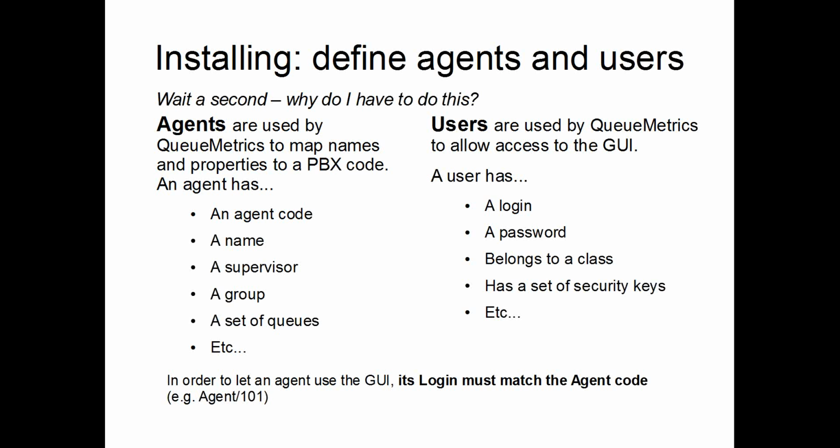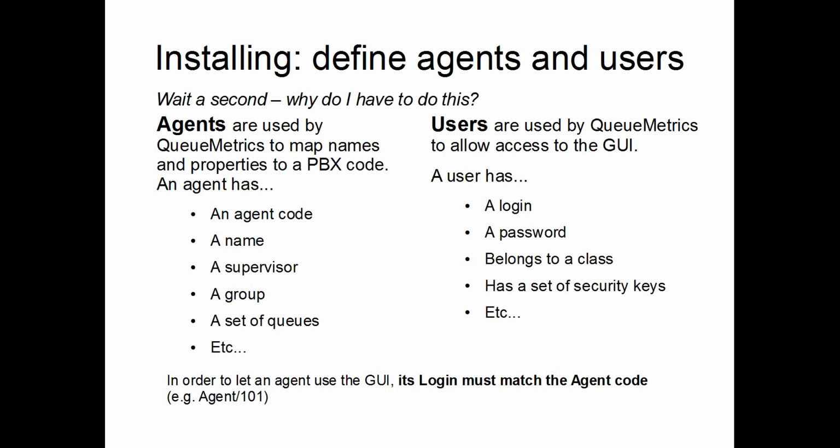Basically, QueueMetrics has 2 different concepts that are used and that are important to understand. The first is the concept of an agent. An agent is a way that QueueMetrics uses to map people to the codes that are actually produced at the PBX level. So an agent usually has an agent code, they have a name, they have a supervisor, they belong to a group, they work on a set of queues and things like this. A user is somebody who is connected to QueueMetrics. So very often agents are also users.